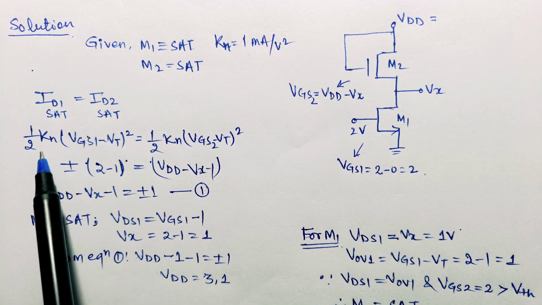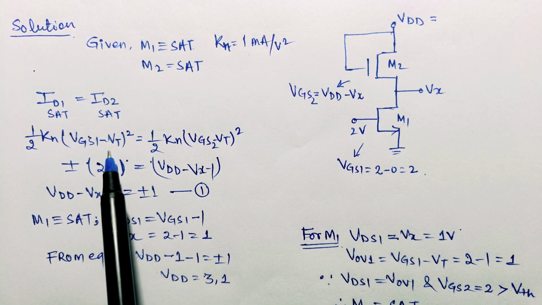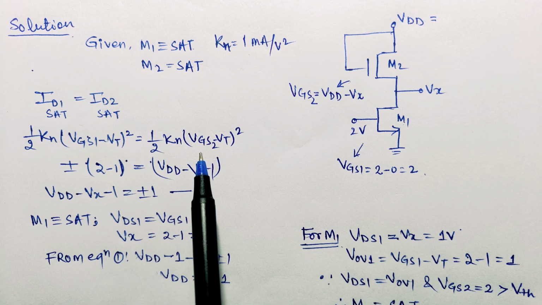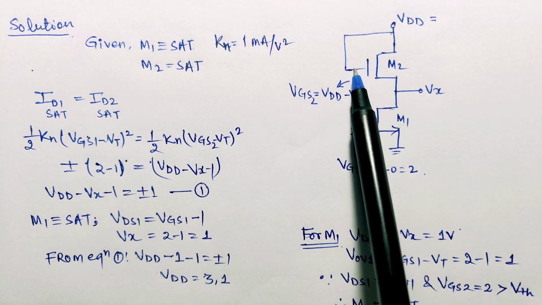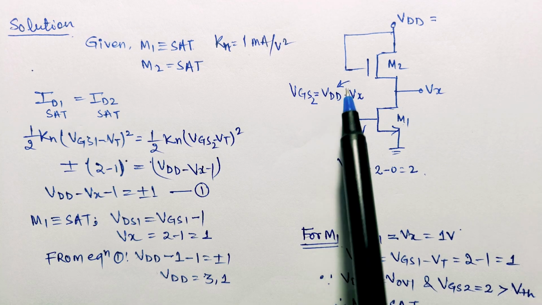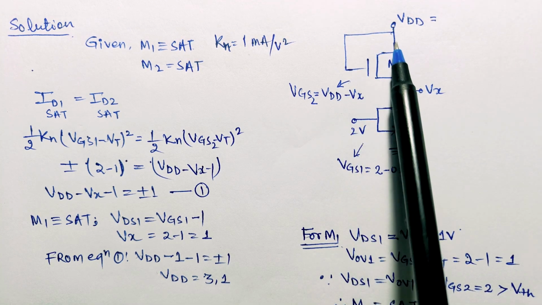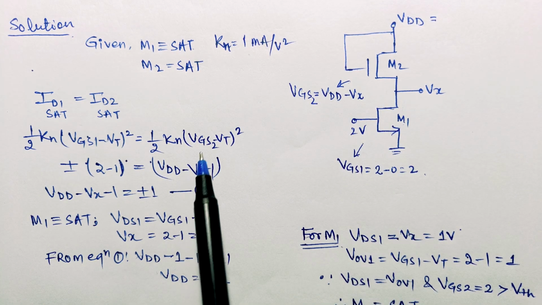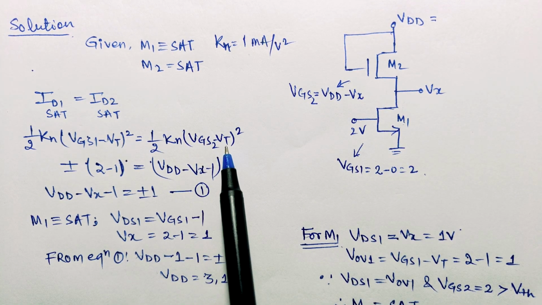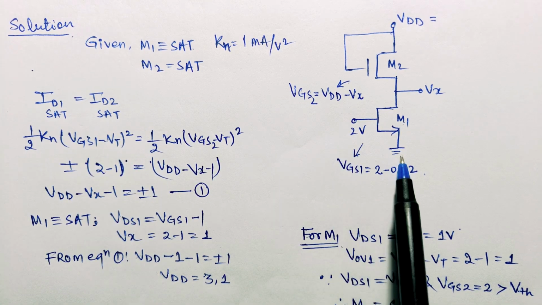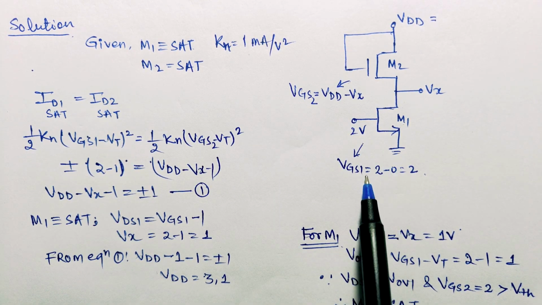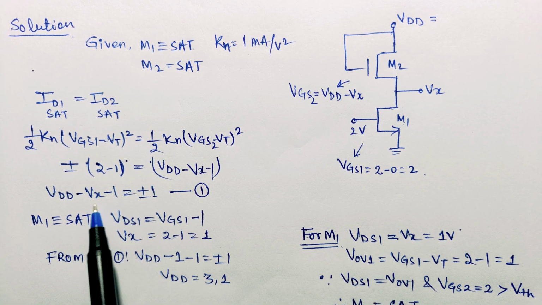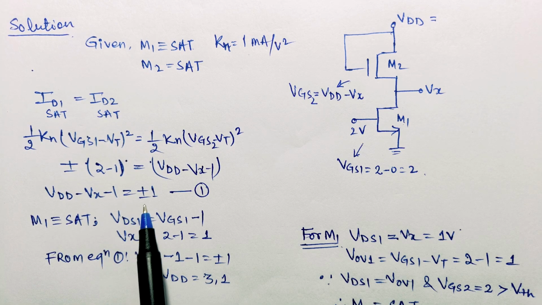Now we put values here. For ID1 we write VGS1 minus VT, and for ID2 we write VGS2 minus VT. If we solve it, then we can find VGS2 equal to VDD minus Vx. Here VGS2 can be written as this voltage VDD, since this drain voltage will appear at this gate, so VDD minus Vx. VT voltage is given as 1, and VGS1 can be written as this gate minus source voltage, that is 2 minus 0 equal to 2. So we put VGS1 equal to 2 here. From here we can find the equation VDD minus Vx minus 1 is equal to plus minus 1.